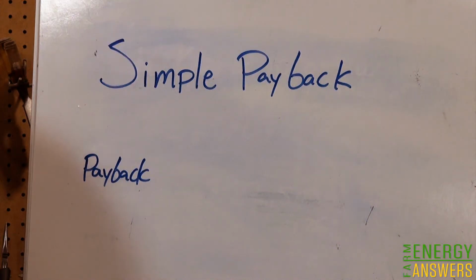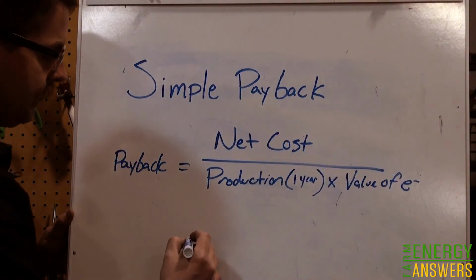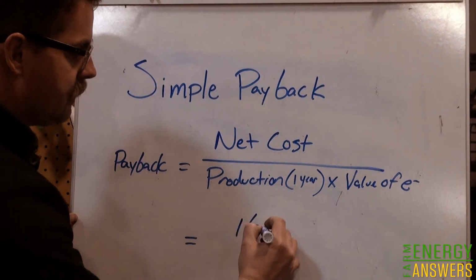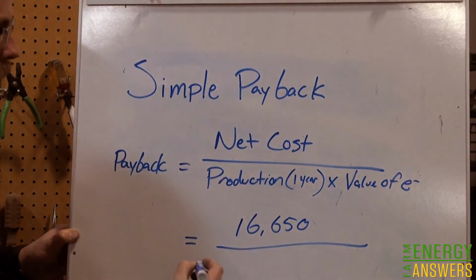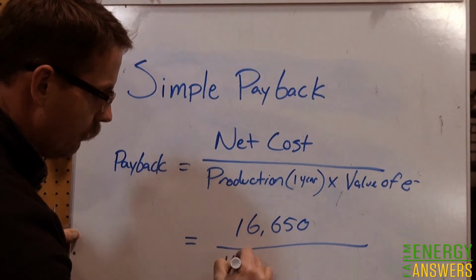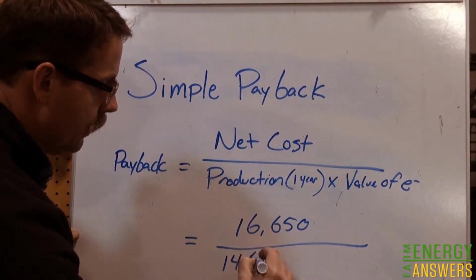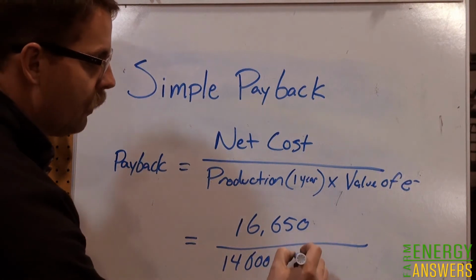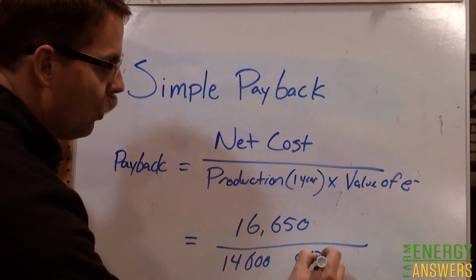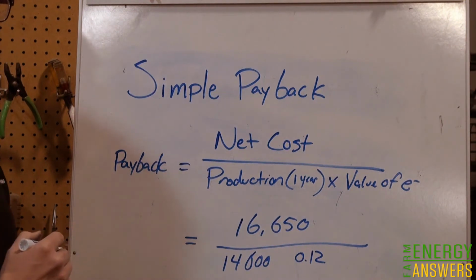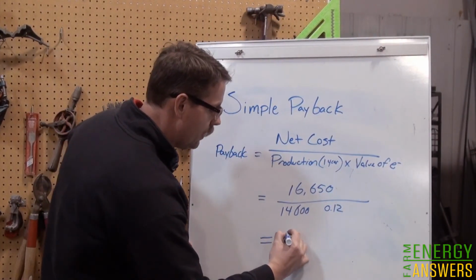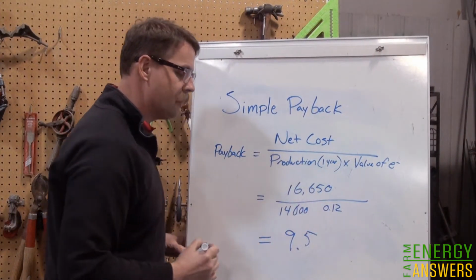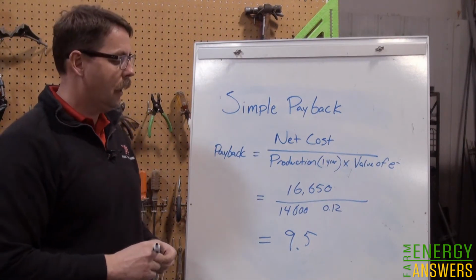The next step is to calculate the payback period for the system. The lower the payback period, the better the investment. So for our example of a 10 kW system, we had a net cost of $16,650, and we're going to divide that by the estimated production from that system, which we calculated at 14,600 kilowatt hours per year, and we're going to apply a value for that electricity at 12 cents per kilowatt hour, which is an average retail rate across kind of the east central United States. Dividing these numbers out, we get a payback period of 9.5 years. So this system will pay itself off in 9.5 years.